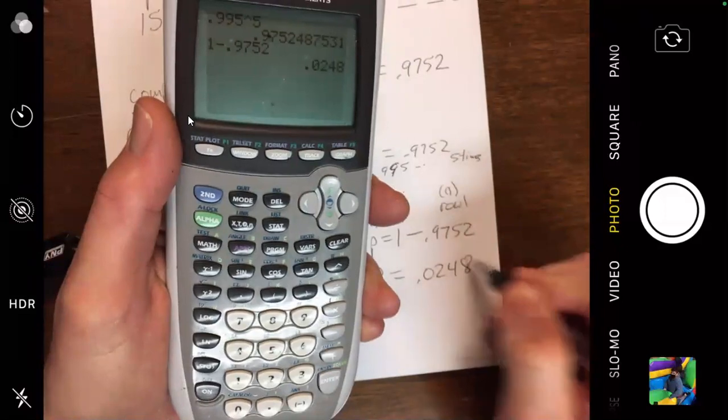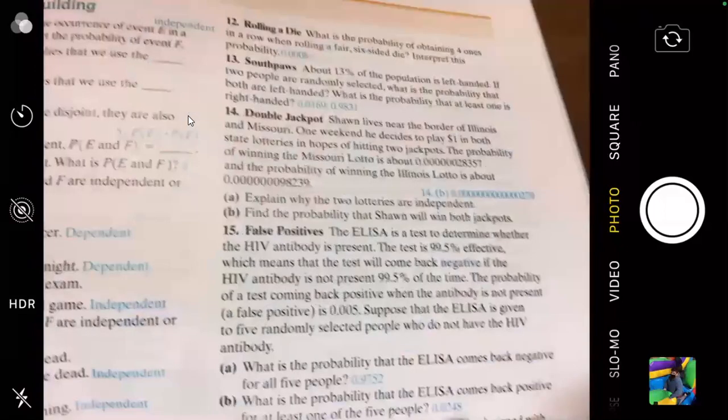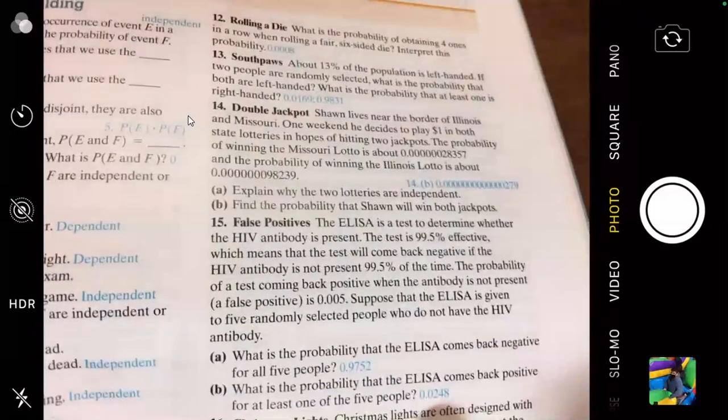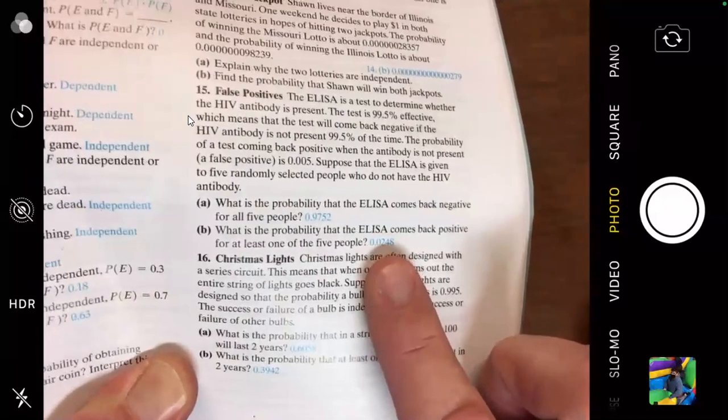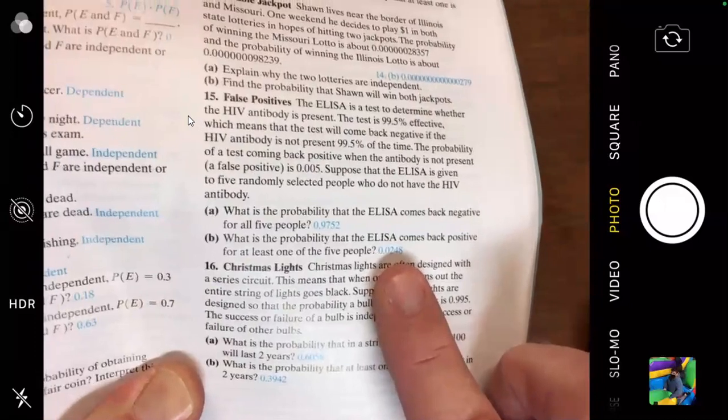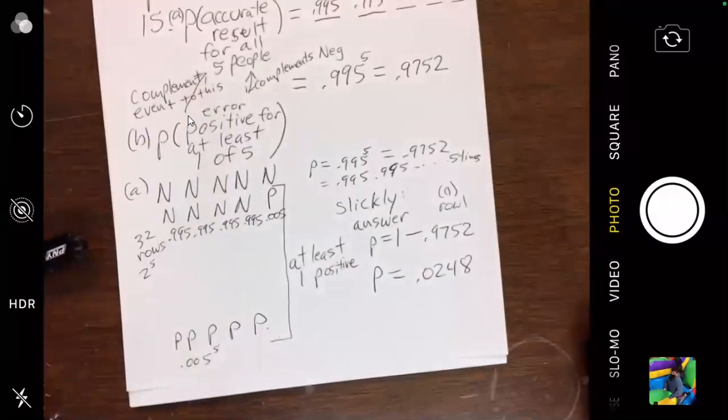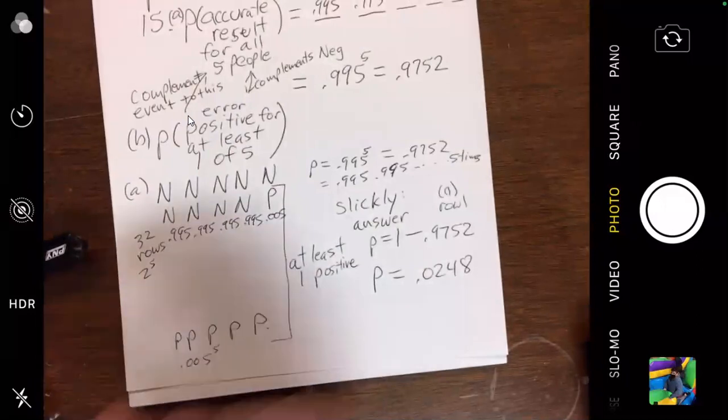If you can look, I don't know if you can get the glare off. Yeah, right here. 0.0248. So that is the very slick way of doing that. Does that make any sense? Yes, that does. Okay, so he follows this pattern a lot on a lot of these problems. So we can continue on.